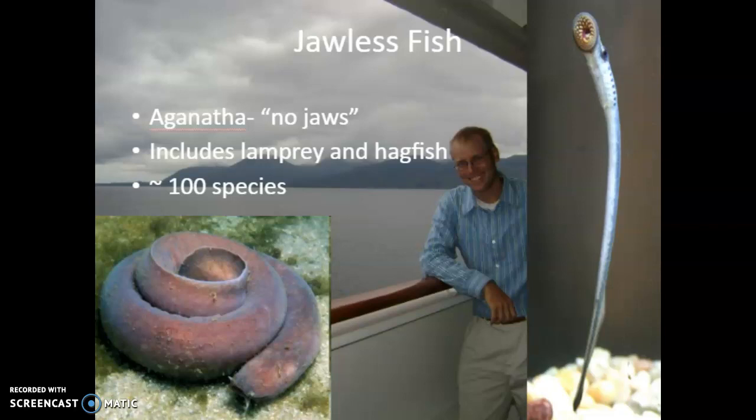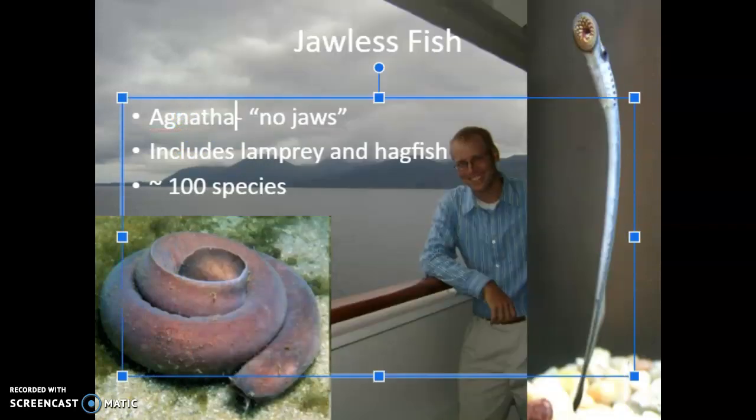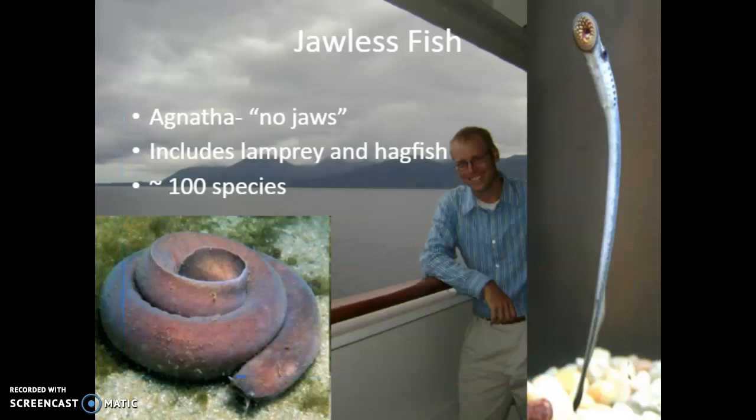We have the Agnatha, which are the jawless fish. A and non all mean not, and gnatha is from the same root word as to gnaw, like gnawing on a bone. So Agnatha literally means without jaws. This group includes lamprey and hagfish.